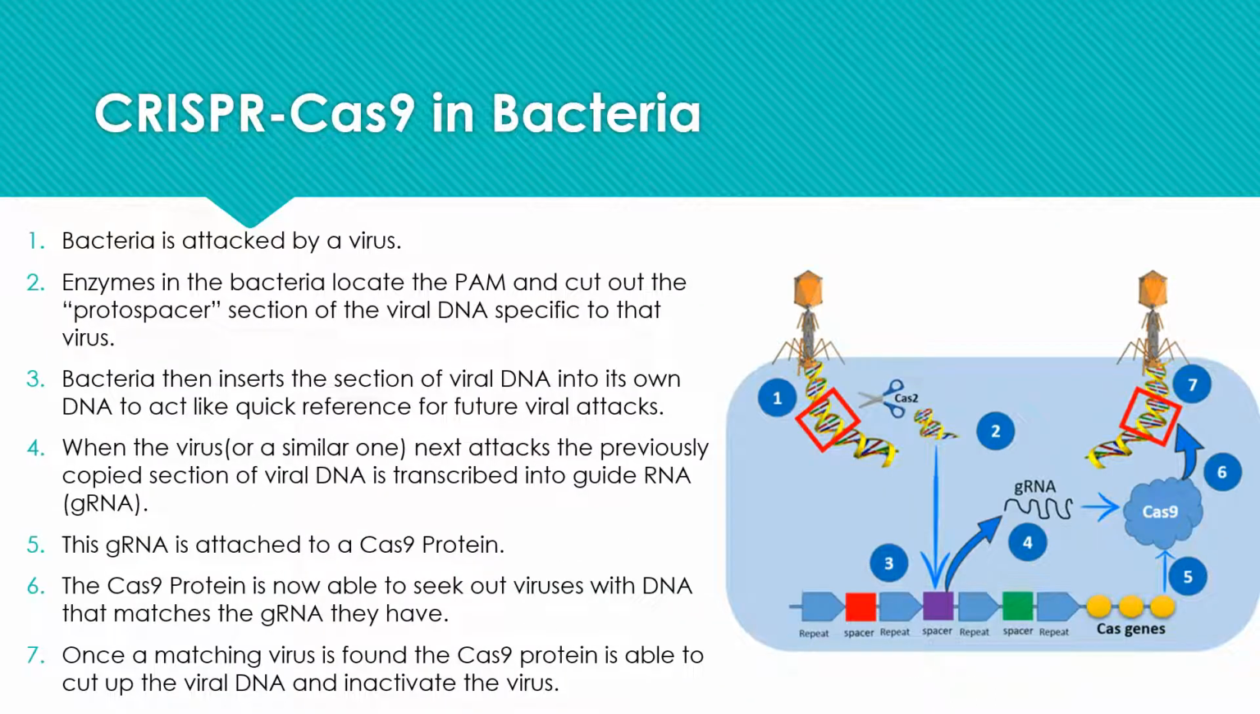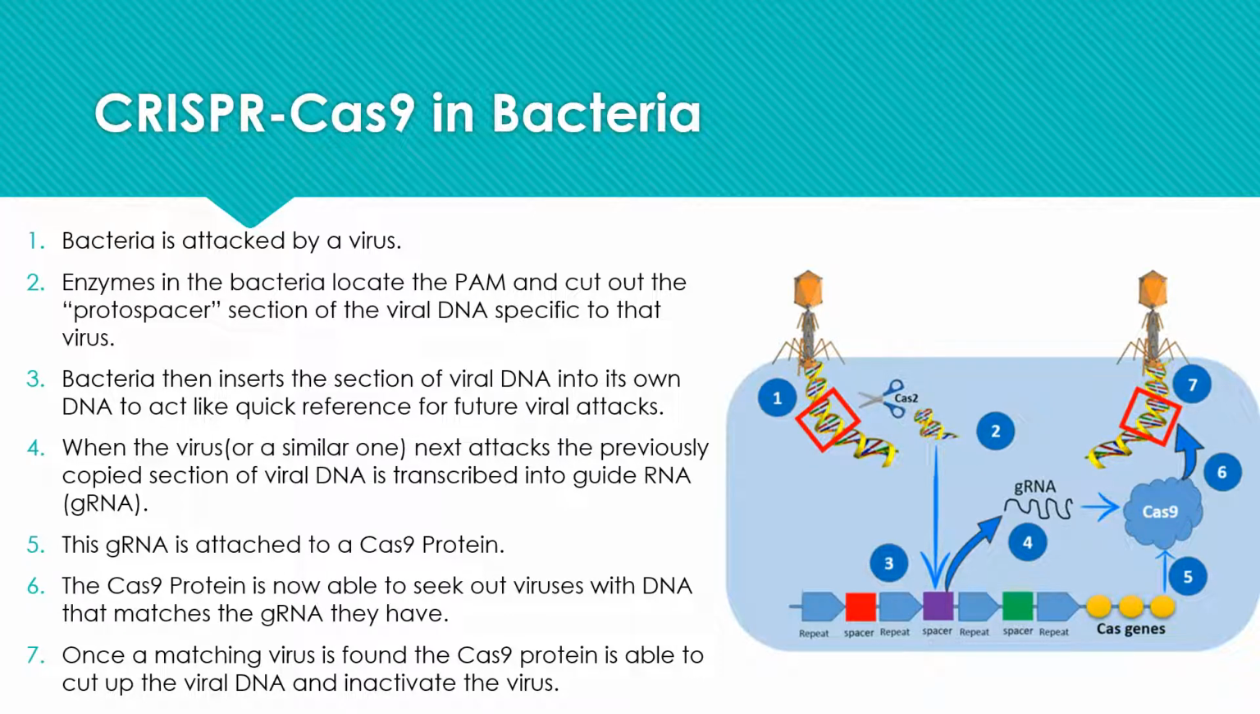So this is essentially what we're talking about. You can see there in number 1, the bacteria gets attacked by a virus. Number 2, enzymes in the bacteria locate something called the PAM, and we'll talk about that a little bit later, and they cut out the protospacer section of the viral DNA that is specific to that virus. So there's a few big words that are going to come up here. PAM and protospacer we can look at a bit later on. But they're looking for a specific region, and then they cut out a specific section. And that DNA that they cut out is specific to that virus that's affected them.